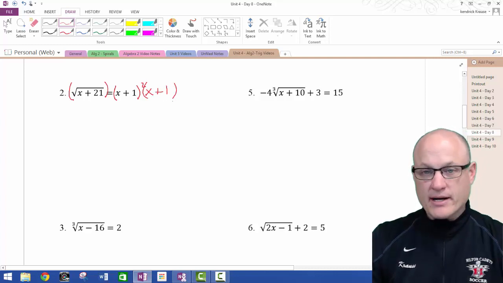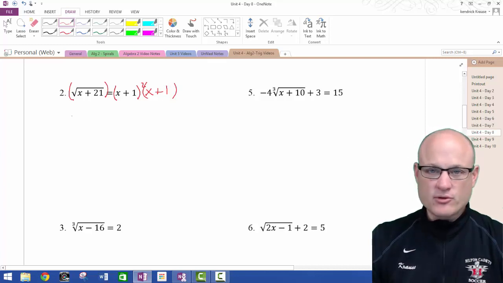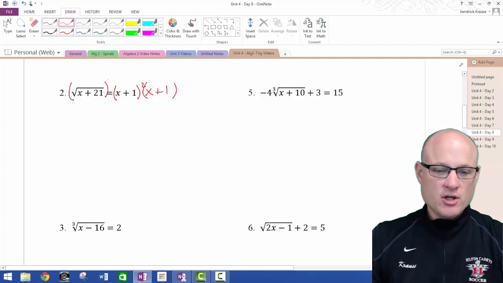You'll remember that a binomial, when you square it, you have to write it twice and you have to double distribute. Some places they like to call it FOIL. Double distribute, FOIL, it doesn't matter. We're going to square both sides. So when I square the square root of x plus 21, I get x plus 21.